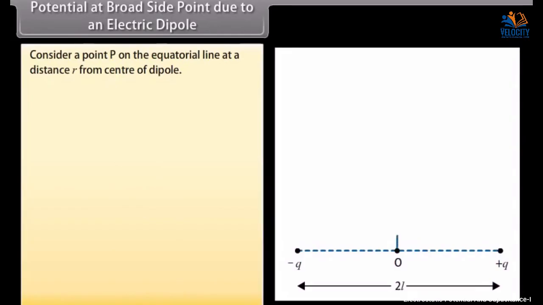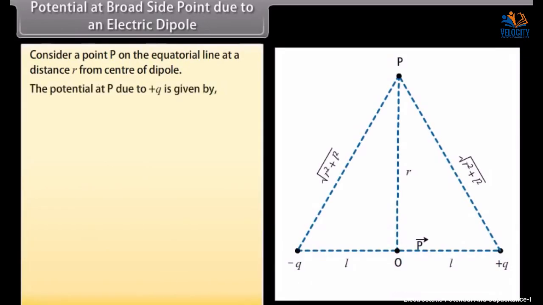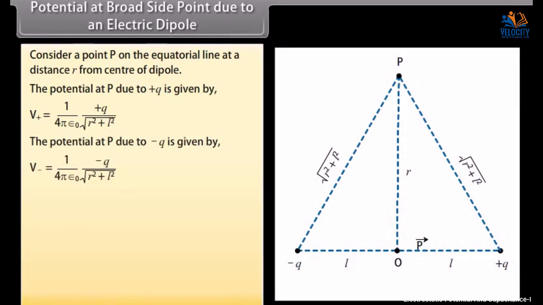Potential at broadside point due to an electric dipole. Consider a point P on the equatorial line at a distance r from the center of the dipole. The potential at P due to plus q is given by V positive equals 1 upon 4 pi epsilon naught multiplied by q upon under root r square plus L square. The potential at P due to minus q is given by V negative equals 1 upon 4 pi epsilon naught multiplied by minus q upon under root r square plus L square.